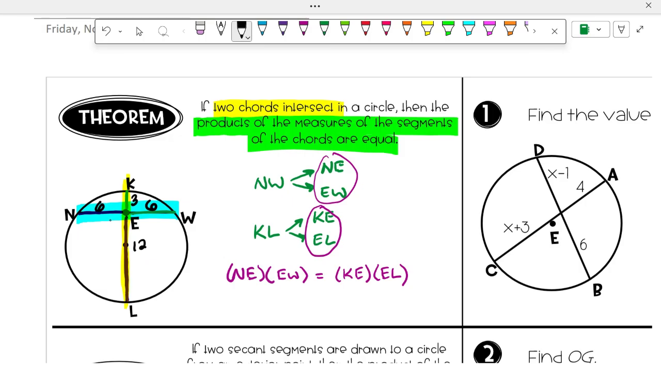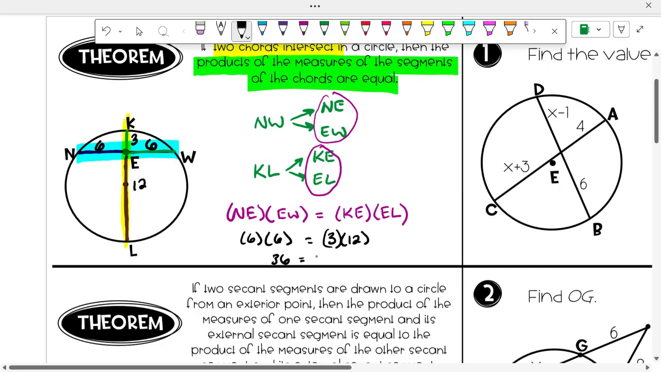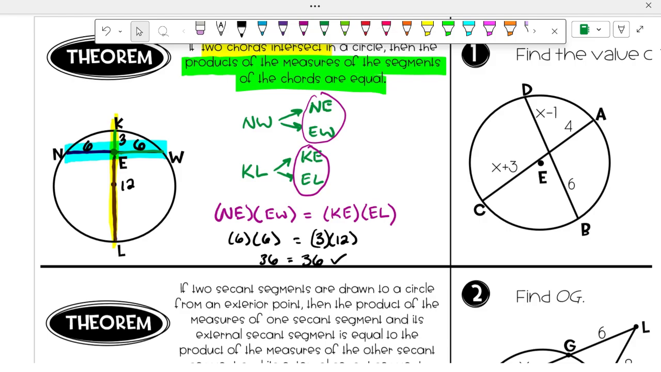So if I actually multiply these two pieces, that means I would do 6 times 6 and set it equal to 3 times 12. Which, what's 6 times 6? What's 3 times 12? 36. So they would be equal. Now, why is that important? A lot of times they will give you 3 of the sides and ask you to find the fourth piece, or they'll give you like the next problem that we're about to do where it has some with x's in it and asks you to solve for x. All right, so let's look at number 1.